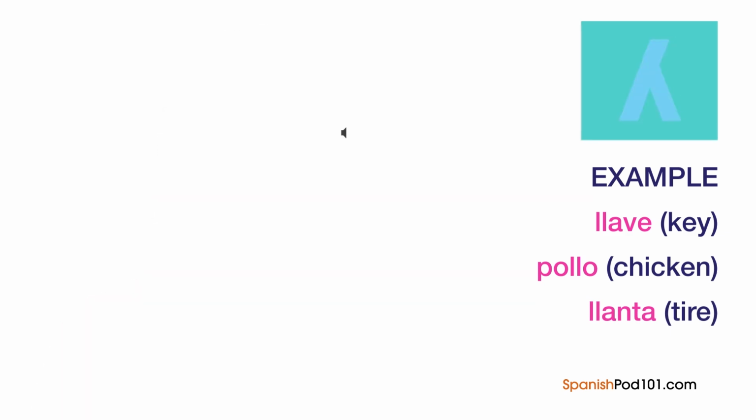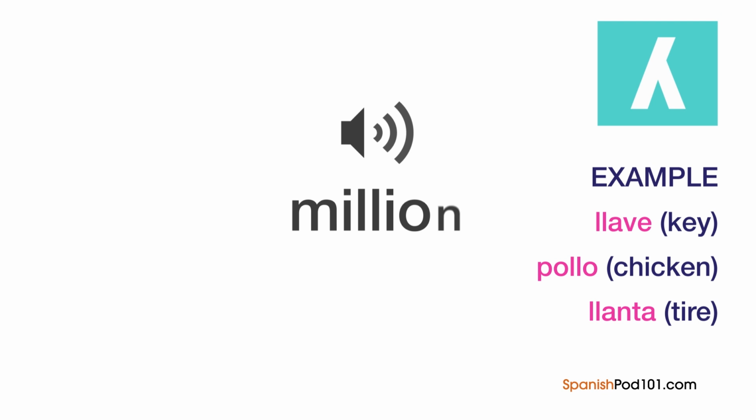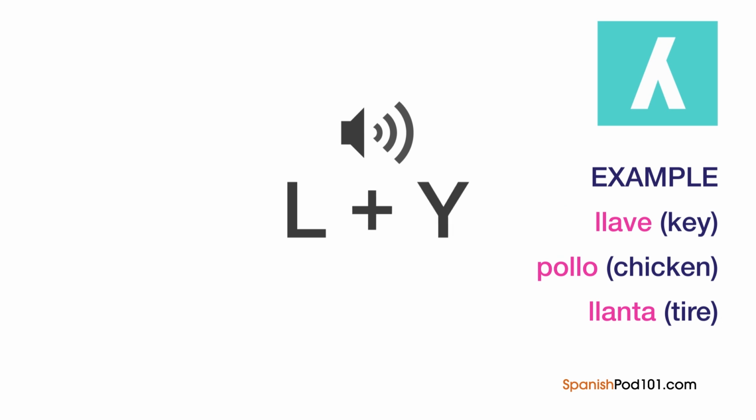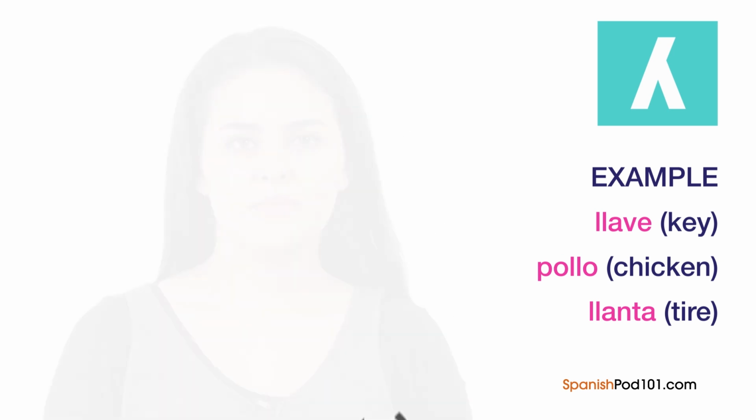You can sometimes produce this sound by saying the English word million. Try it. It sounds a bit like you're saying an L and a Y at the same time. Try to think of it as pronouncing a regular English L, but instead of using the tip of your tongue, try to use the blade or the middle part of your tongue.